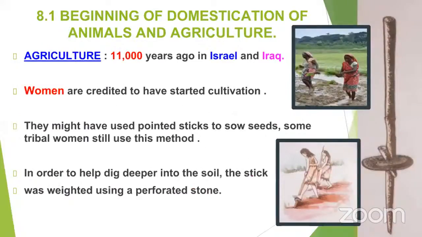Okay. Now we'll see about agriculture. This agriculture began 11,000 years ago. And where?